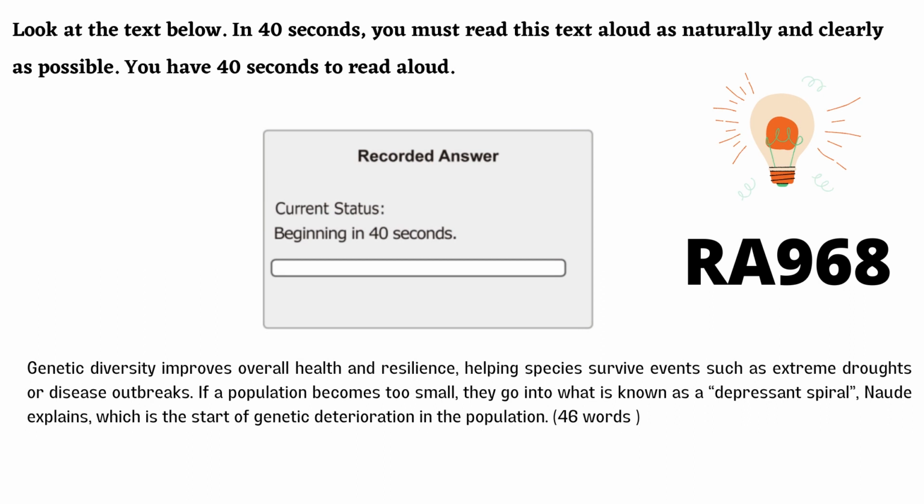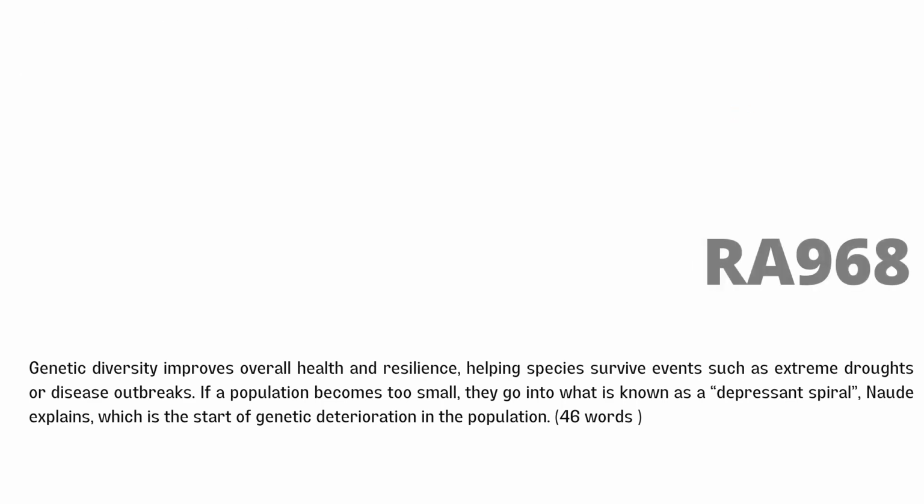Genetic diversity improves overall health and resilience, helping species survive events such as extreme droughts or disease outbreaks. If a population becomes too small, they go into what is known as a depressant spiral, Nord explains, which is the start of genetic deterioration in the population.